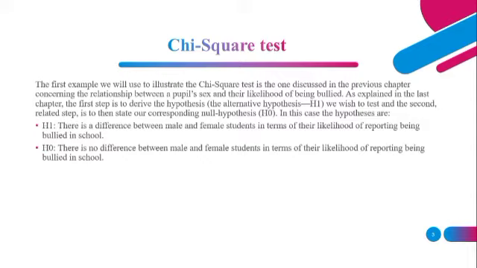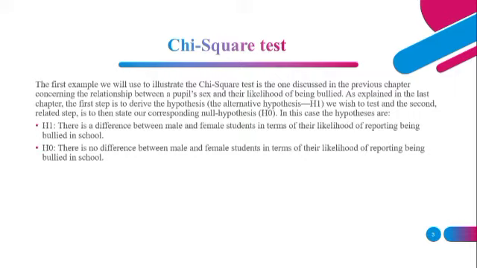As explained in the last chapter, the first step is to derive the alternative hypothesis, H1, we wish to test, and the second related step is to state our corresponding null hypothesis, H0. In this case, the hypotheses are first, H1, there is a difference between male and female students in terms of their likelihood of reporting being bullied.